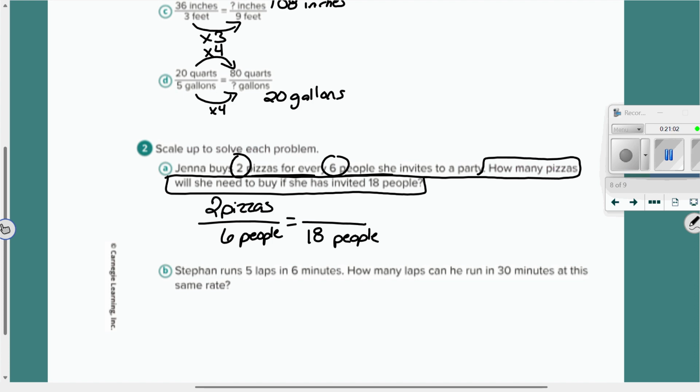Does everybody remember that? Okay, so what am I going to do to 6 to get to 18? Times 3. So 2 times 3? 6 pizzas. And it is a word problem, so you have to put a word answer.